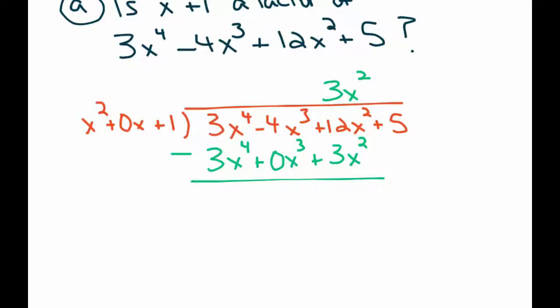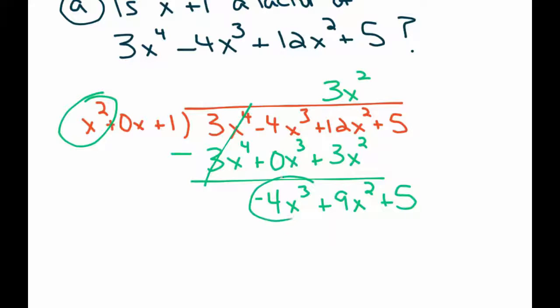No matter how many terms you have, you always want the first term to cancel. Now we're going to do negative 4x cubed minus 0x cubed is negative 4x cubed. 12x squared minus 3x squared is 9x squared. Bring down the next term. Well, now that we brought down the last term in the polynomial, that means we're almost done. So now I want to turn x squared into negative 4x cubed. Well, I'm going to need a negative 4, and I need another x.